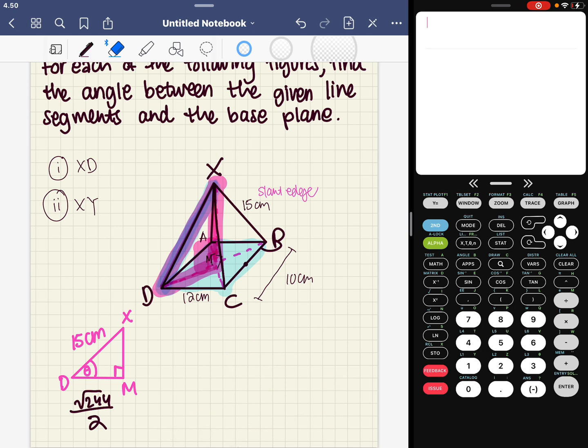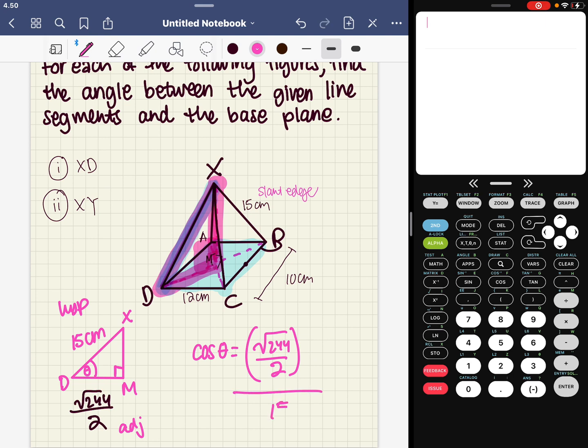And here it goes. Now we need to find theta. So this is adjacent and this is hypotenuse. So cosine theta equals the square root of 244 over 2, divided by 15. So we're used to this format, right? I'm just going to put that. Okay, so to find theta of that, we need to find the cosine inverse. Put this into the parentheses here and put it in your calculator.